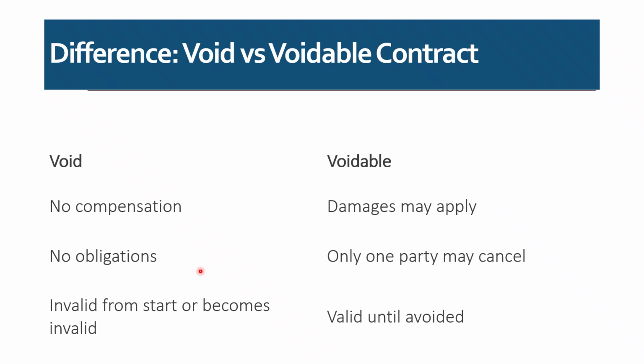Here, if we look at the components, under a void contract there is no compensation involved. But in case of a voidable contract, because one party cancels the contract, damages may apply. In case of void contracts, there are no obligations on either party, but in case of voidable, only one party may cancel it. A void contract is invalid from the beginning itself, but a voidable contract is valid until either party avoids it.